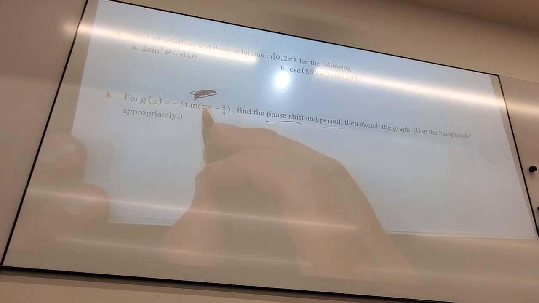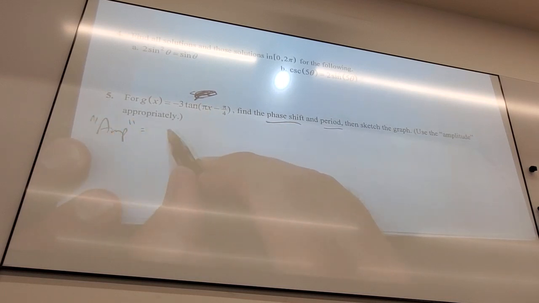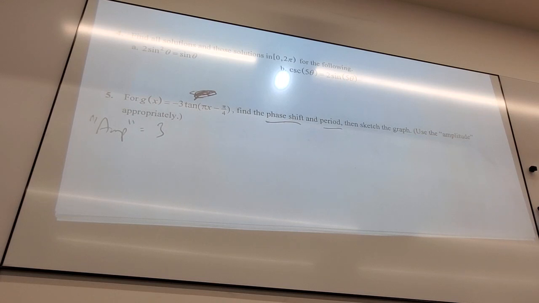Sounds like a good idea in general. So what's the amplitude here? 3. The negative is going to do what? We're going to flip it on the x-axis. I love it. I think this is good because I don't think I did the graph, and I said I was going to do it in class, so let's do it in class.